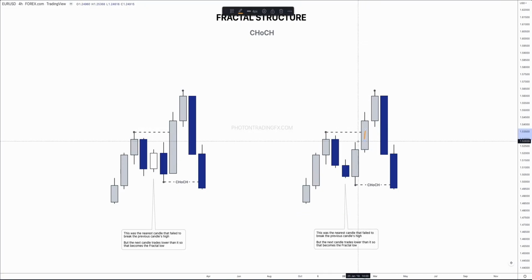Did this candle break the previous candle's high? Yes, so that's part of the up move, right? Did this candle break the previous candle's high? Yes, okay, so that's part of the up move. Did this candle break the previous candle's high? No, okay, so this should be our fractal low, right? But similarly to the case before, price has already traded through it when the high goes, so we just adjust it to the next level, and we adjust it to here.